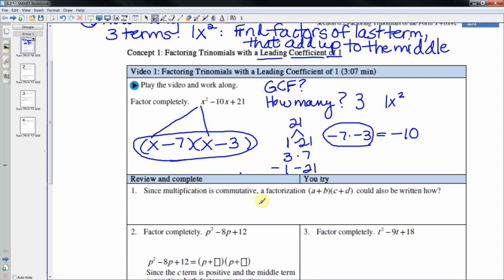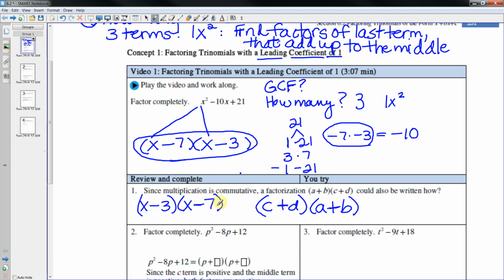Since multiplication is commutative, a factorization of a plus b, c plus d could also be written as c plus d and a plus b. What that means is that the answer that I wrote above here, x minus 7, x minus 3, I could have written it x minus 3, x minus 7. And it's still the exact same answer.